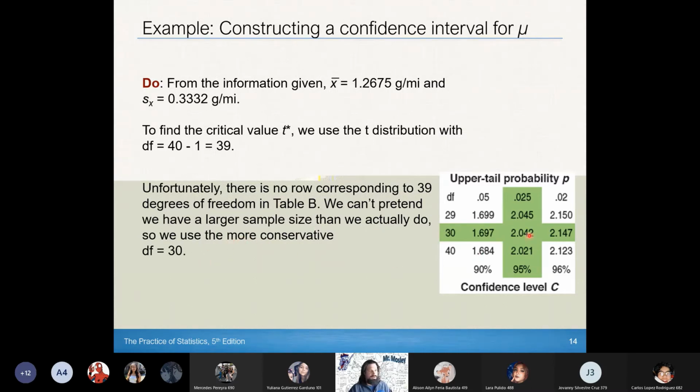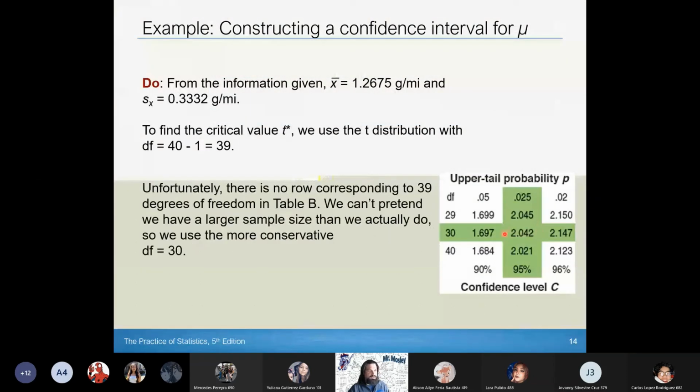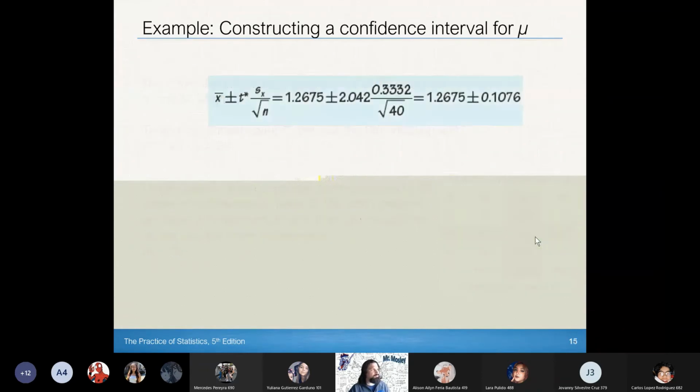So 30 corresponds to the value of 2.042. Right, we have 30 here, 95% here, 2.042. So we get x bar plus or minus t star s of x divided by square root of n. We get 1.2675 plus or minus 2.042 times 0.3332 divided by square root of 40.